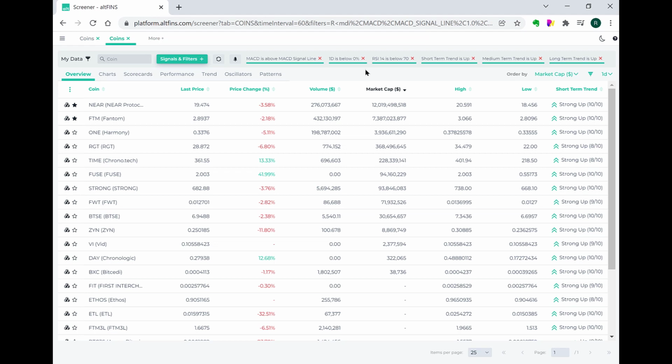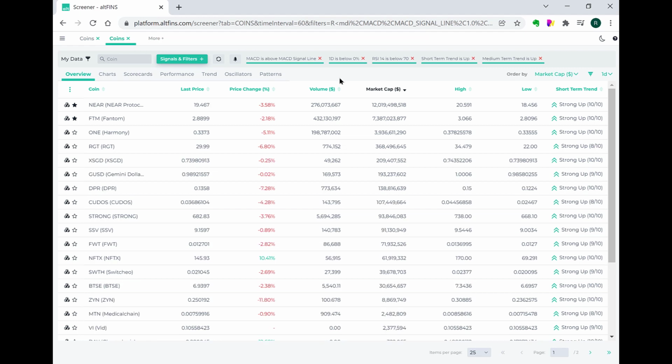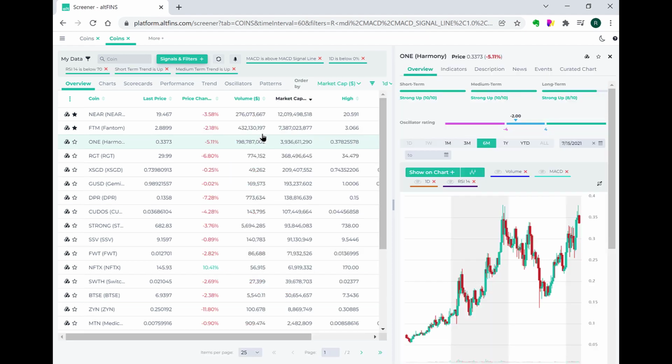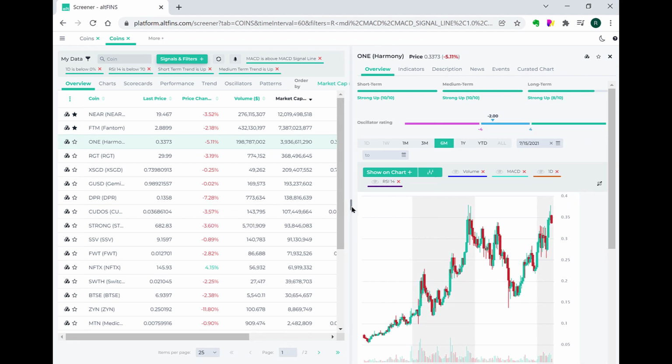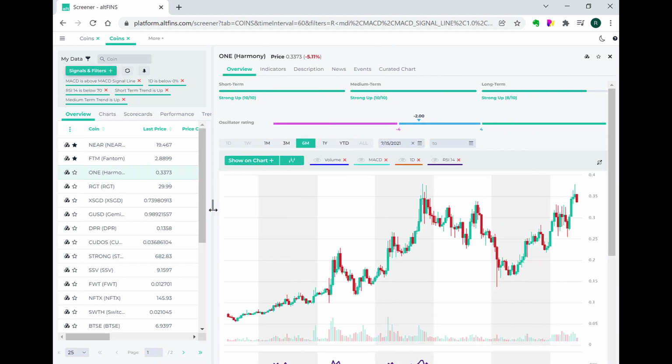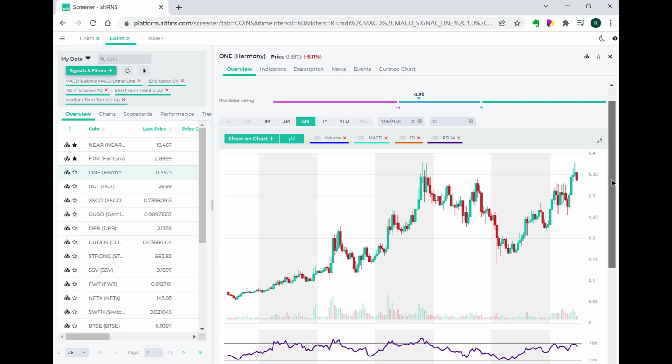You can also relax the criteria, right? Let's just say you're saying, okay, well, I don't care about the long-term trend. I'm going to get rid of that. And let's see what coins I have that are at least trading up on the short term and the medium trend basis. Maybe you get a few more. One Harmony is also, I think, a pretty decent name here. It's down 5%, right? So all of these names are in an uptrend but are trading down today, and therefore could be sort of interesting pullback opportunities.